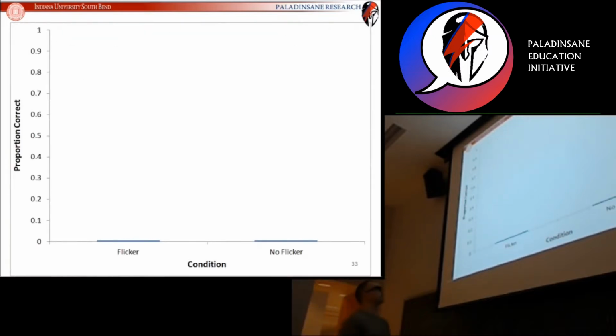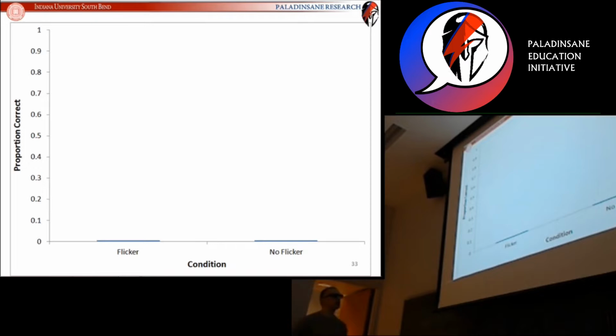So here we have a graph of the results. This is the two conditions. This is the flicker condition, where there's that gray box between the two images. This is the no flicker condition, where the gray box is not there. And then this is proportion correct. So this is whether or not you correctly identified it as a change, if it was a change, or if you correctly identified it as no change, if there was no change. So higher bars are better performance.